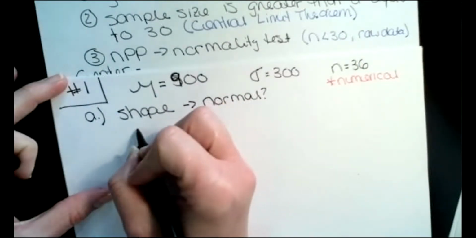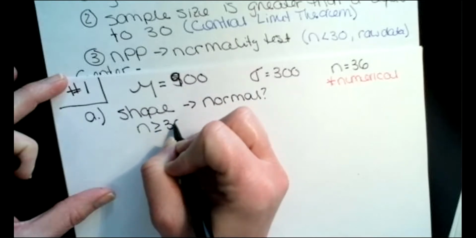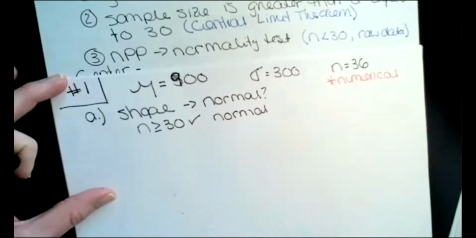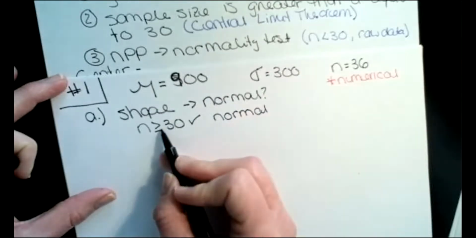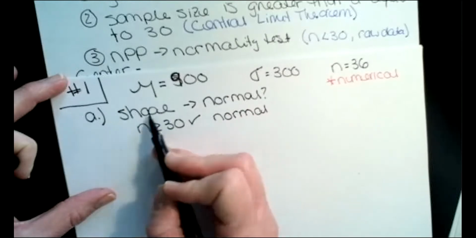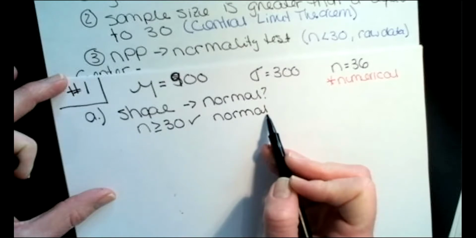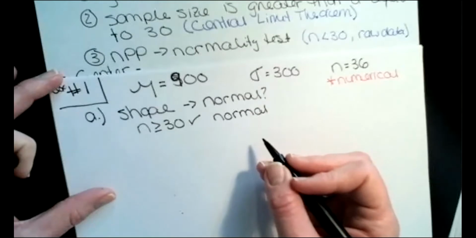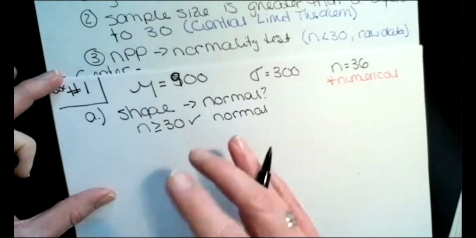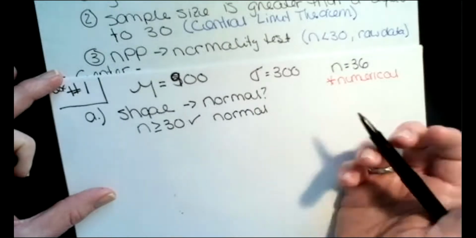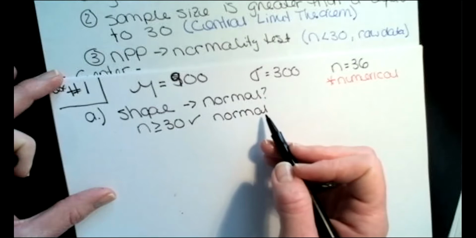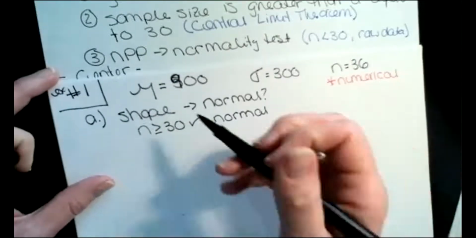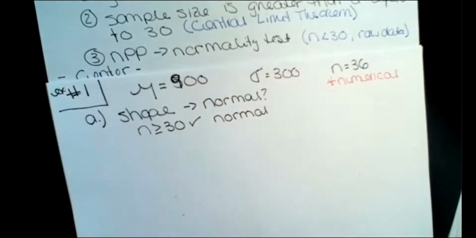So you can write it different ways. You could just say n is greater than or equal to 30, with a little check mark, normal. I want you to say that it's normal, and I want you to explain why. Here, n is greater than or equal to 30 is explaining why you're saying it's normal. You should never just come to this problem and say it's not normal. We don't know how to prove that it's not normal. We just know how to prove that it is normal. So if we can't prove it, then you would just say, I can't tell if it's normal or not. If n was less than 30 and we had raw data, we would go on to option 3 and do our normality test, but we don't have to worry about that.